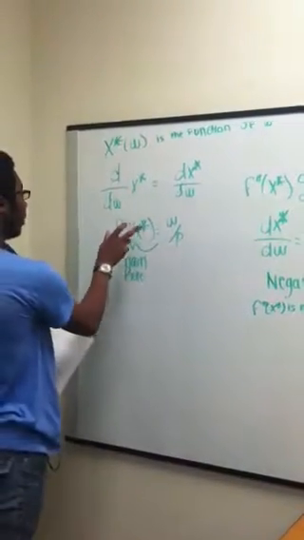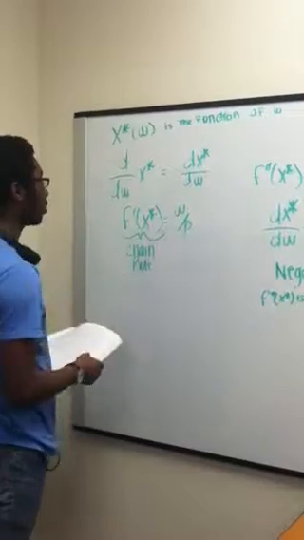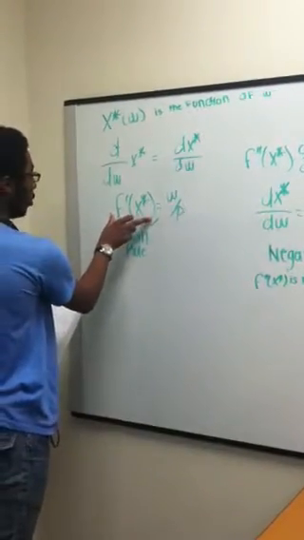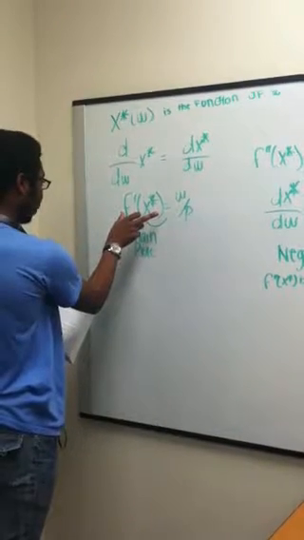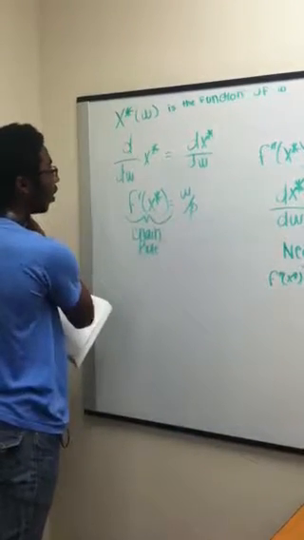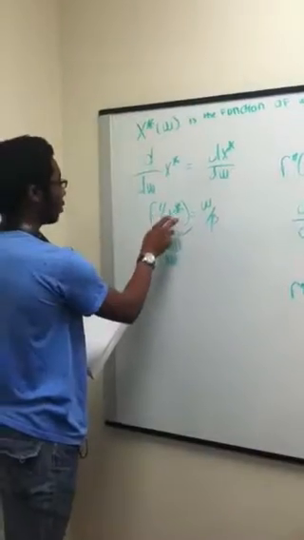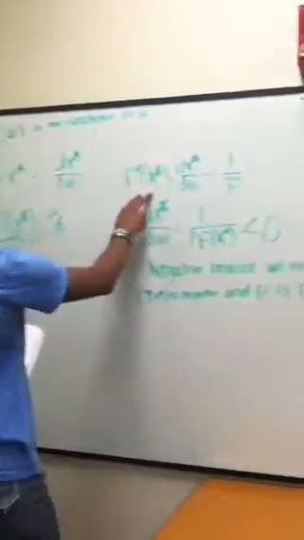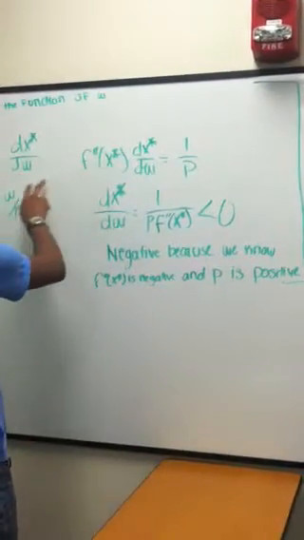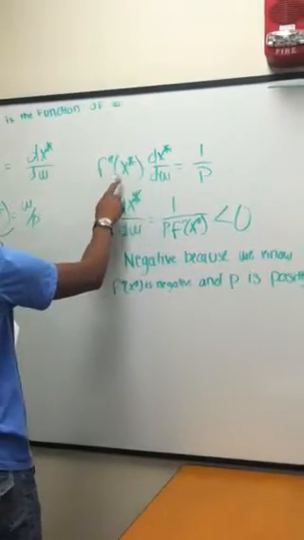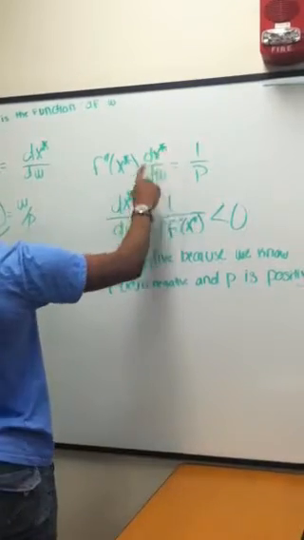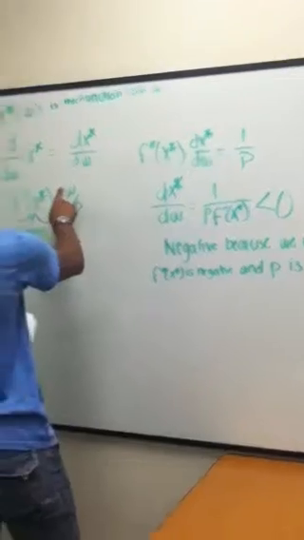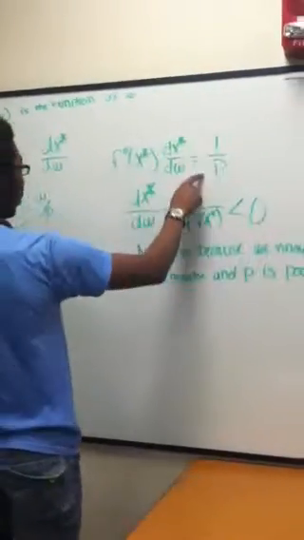So since this is the only formula you have with an x star and we're treating it as a function of W, you're going to find the derivative of f prime of x star equals W over P. And once you find the derivative of the inside and the outside, you'll get f double prime x star times dx star over dw equal to the derivative of W over P, which is 1 over P.